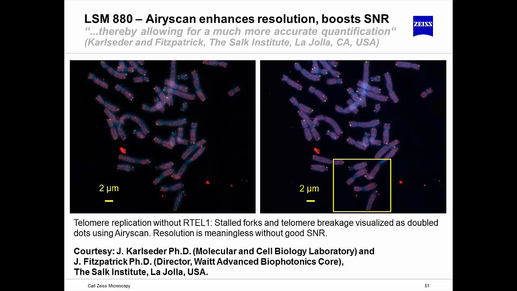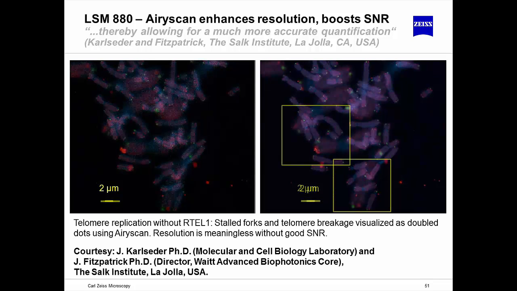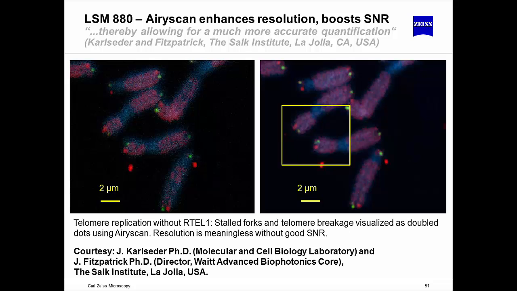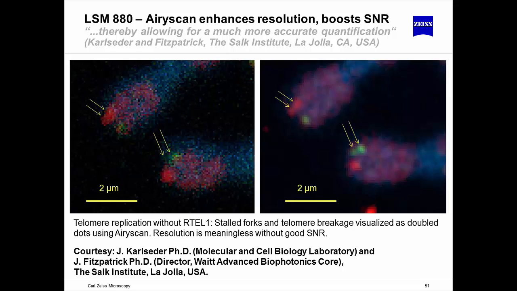This is telomere replication, and if we zoom in, again we have an image on the left acquired with the gallium arsenide array in the LSM 880, and on the right the image acquired with the Airyscan. You can see that not only does the Airyscan improve resolution, but you also have much greater signal to noise. So the two things combine to get you images you simply couldn't before.